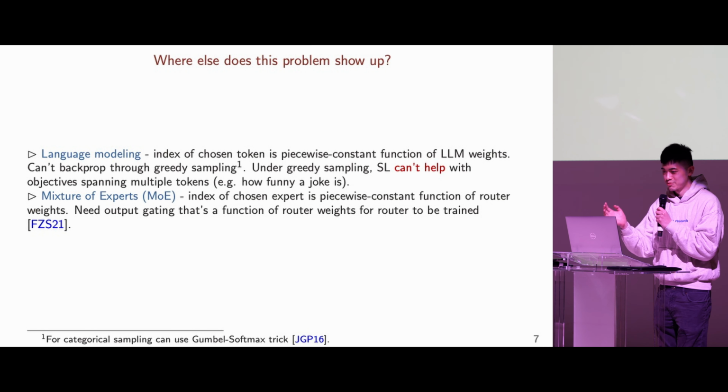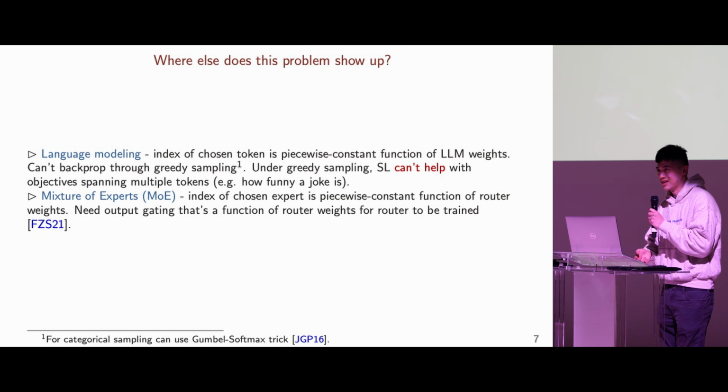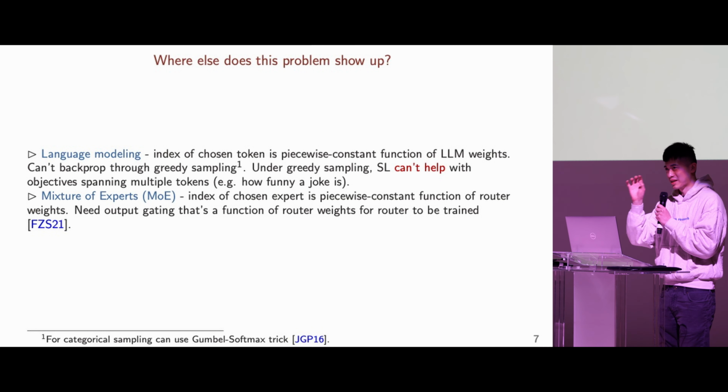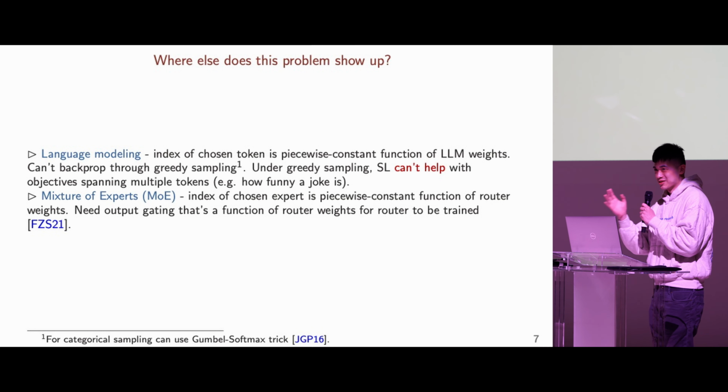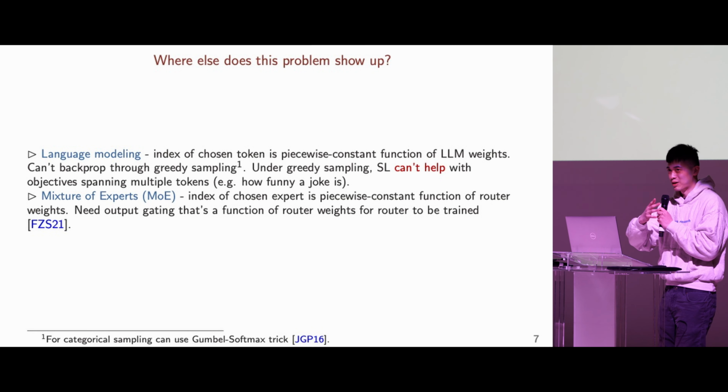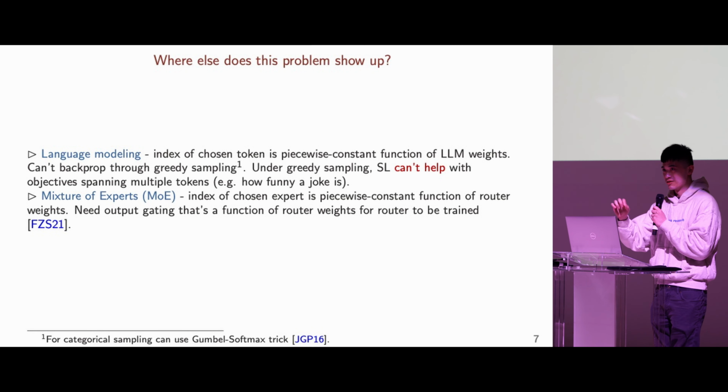So what does this actually mean? Whenever you have this piecewise constant node in your compute graph, whenever you have this picking operation, then supervised learning is stuck. It can't backpropagate through that compute node. It zeroes out the gradients.